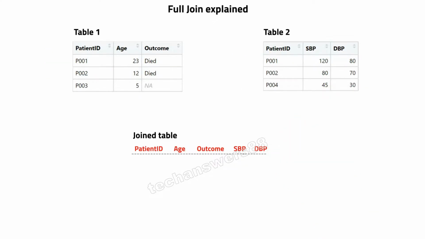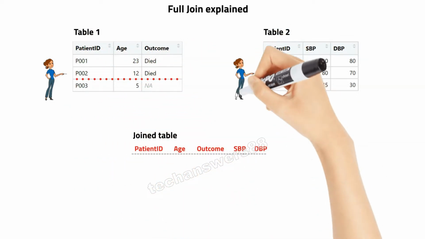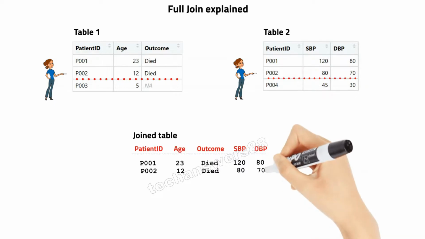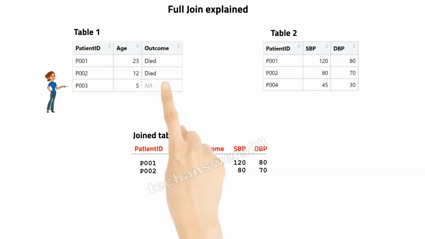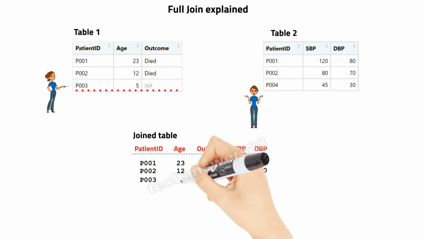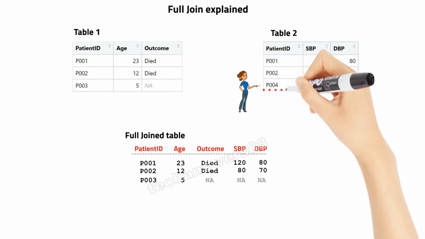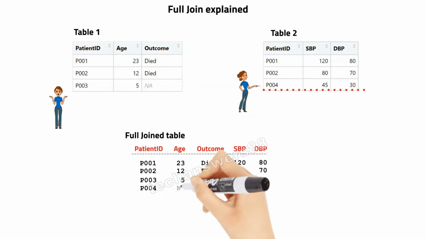Now similarly, let's go to the second row. P002 is the key, and that exists on table 2 as well, so we copy the data. Now P003 exists only on table 1, it doesn't exist on table 2. So what happens? We still copy it because this is a full join. And similarly for P004, which only exists on table 2, we would have to copy that as well.